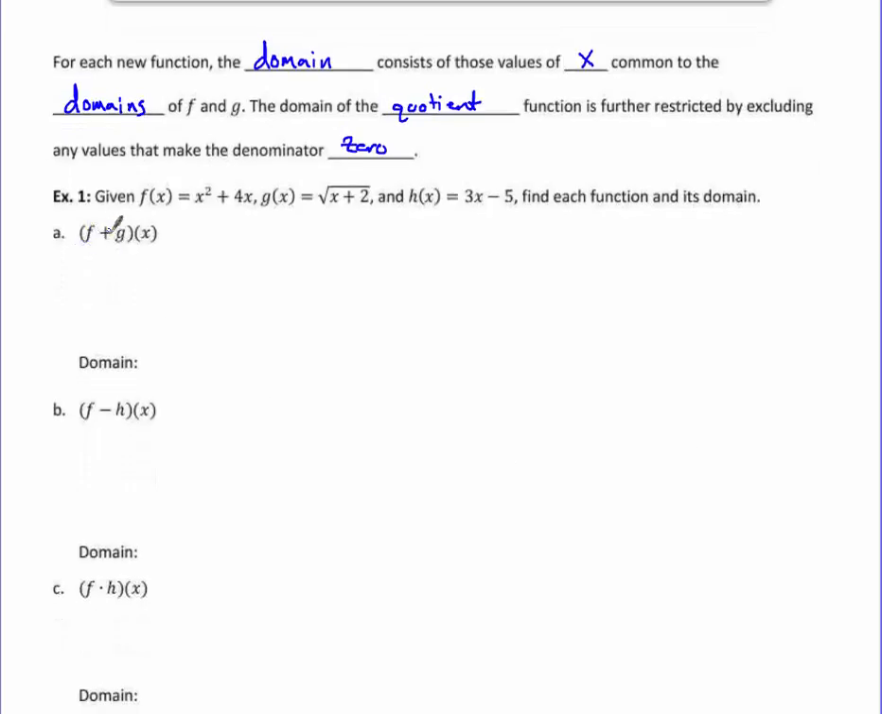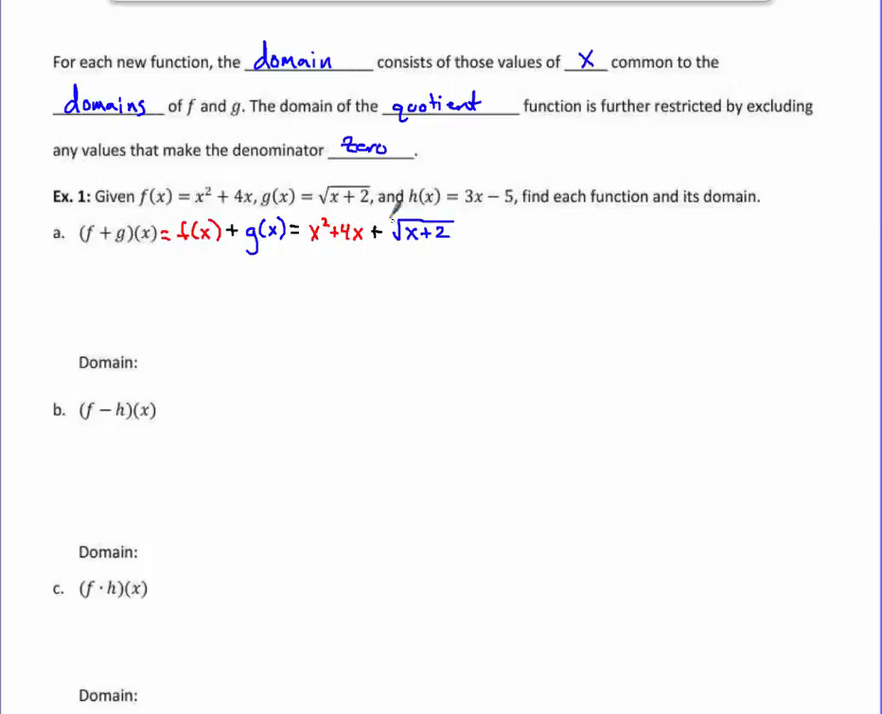So here we see f plus g of x. If you look up at the top section, you can see that f plus g of x is equal to f of x plus g of x. And I'll try to use different colors here to keep it nice and neat. So f of x is x squared plus 4x, plus g of x, which is the square root of x plus 2.